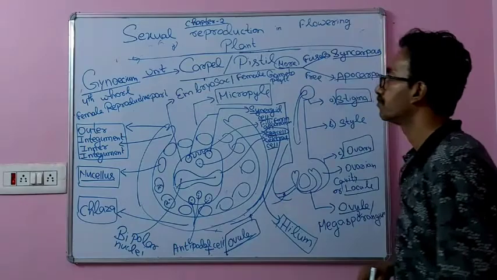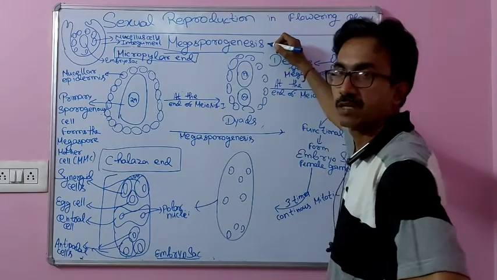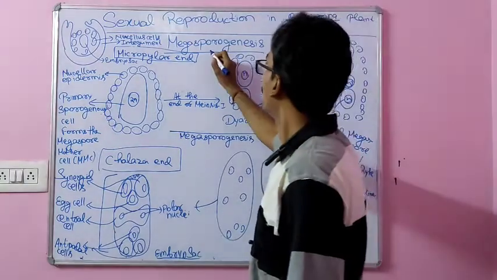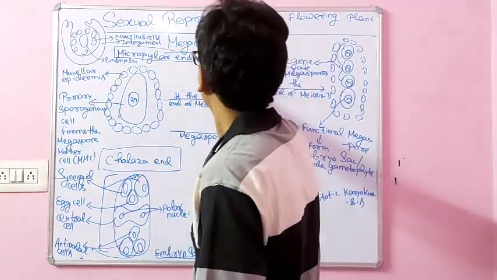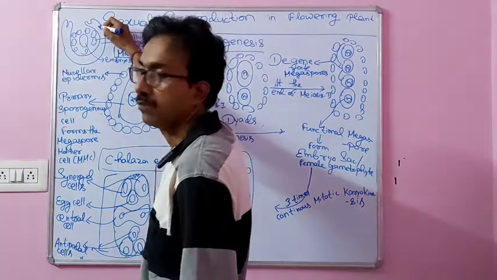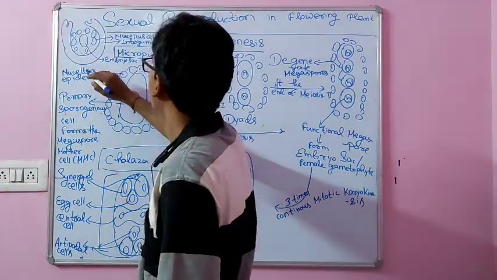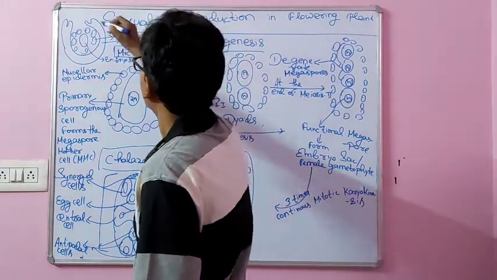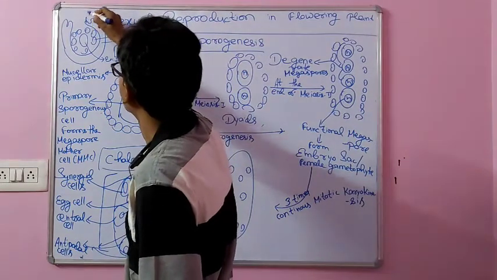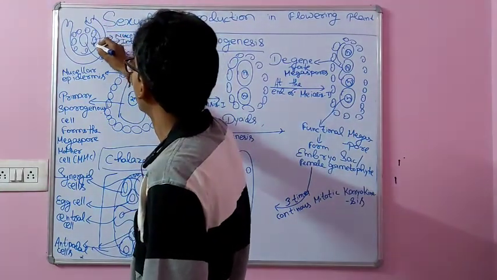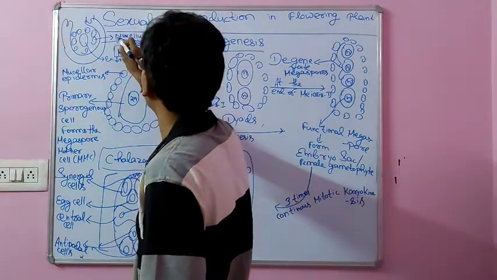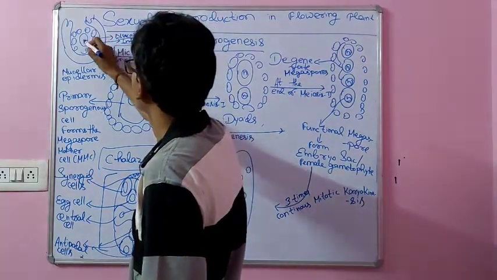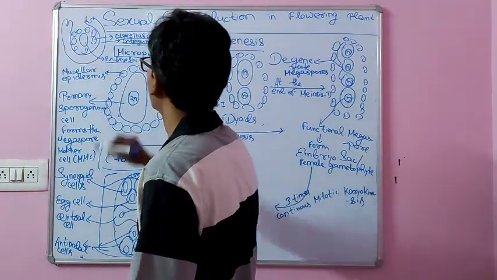Now, about megasporogenesis. Before dealing with megasporogenesis, let me recall the structure of an ovule. This is the structure of a mature ovule, in which the outermost wall is the integument, that is the outer integument, and this is the inner integument. It encircles the nucellus cells, given here. And within the nucellus cells, the embryo sac is present at the center.